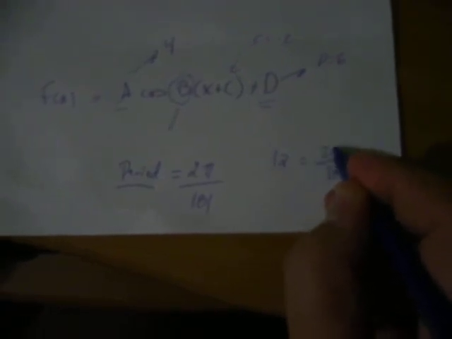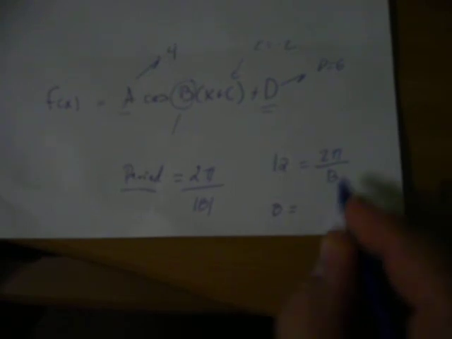So then we would just solve for B. Remember the B, we put absolute value because it's always going to be positive in these cases. So what do we do? Well, if the period is 12, 12 is going to be 2 pi over B. We solve, and then we have B equals pi over 6.